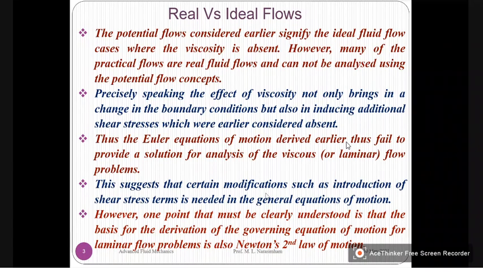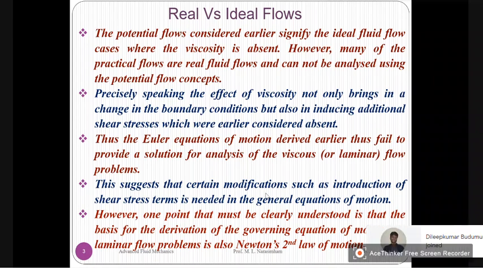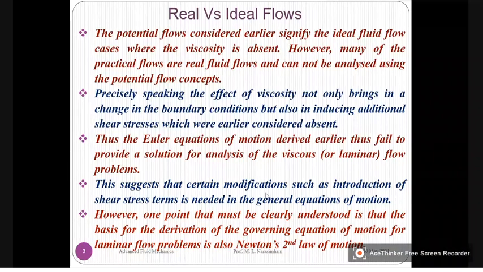So this suggests that certain modifications, such as introduction of shear stress terms, are needed in the general equations of motion. However, one point that must be clearly understood is that the basis for the derivation of governing equation of motion for laminar flow problem is also Newton's second law of motion. That is F is equal to ma. What we had done earlier was we had divided both sides by m. So force per unit mass is equal to acceleration. So that is what we have considered. So here also the same approach will follow. Newton's second law of motion we will consider.